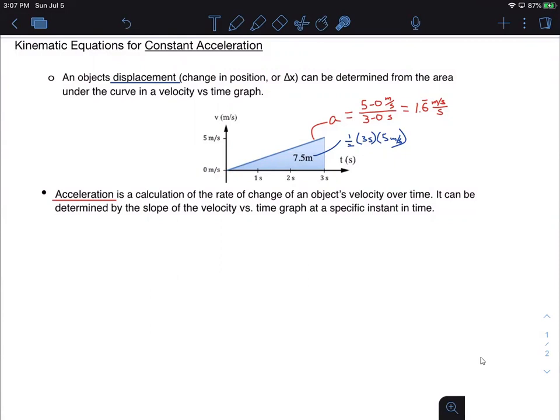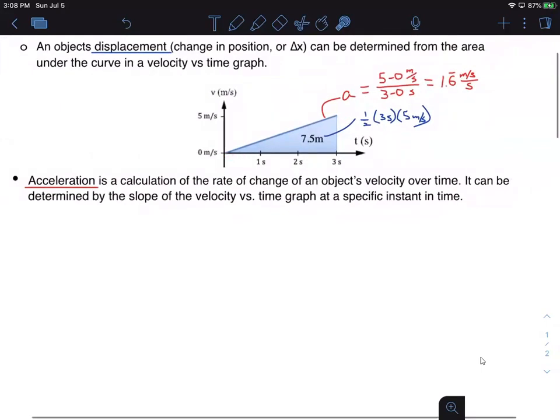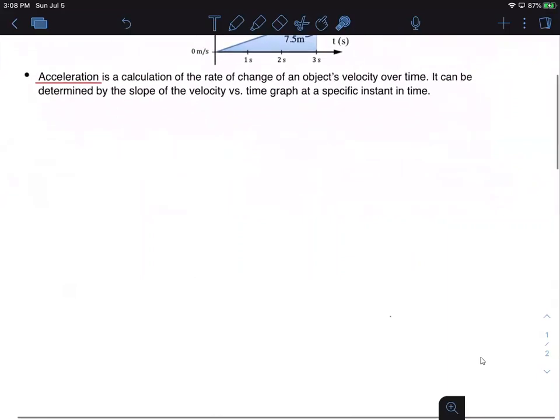Now, one thing to note about these equations we're about to find: they're only going to be valid with a constant acceleration. So only when the acceleration, the slope of the velocity versus time graph, is the same can these equations be used. That doesn't mean constant velocity. This velocity is changing, but the acceleration, the rate of change of the velocity over time, is the same for the whole interval. All right, so let's get to it.